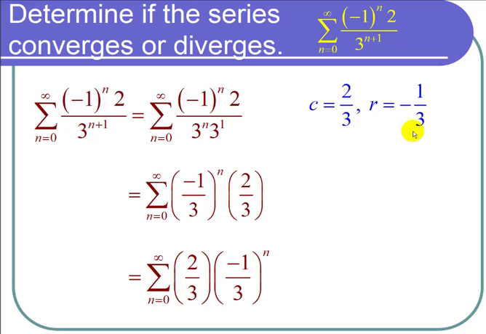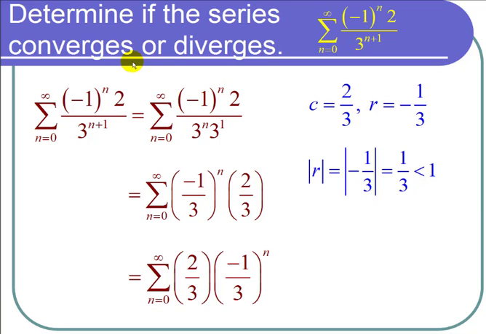and that's -1/3. So to find out if the series converges or diverges, we have a theorem that states that a geometric series converges if and only if the absolute value of r is less than 1. The absolute value of r is the absolute value of -1/3, which is just a third, and that certainly is less than 1. So this does converge.